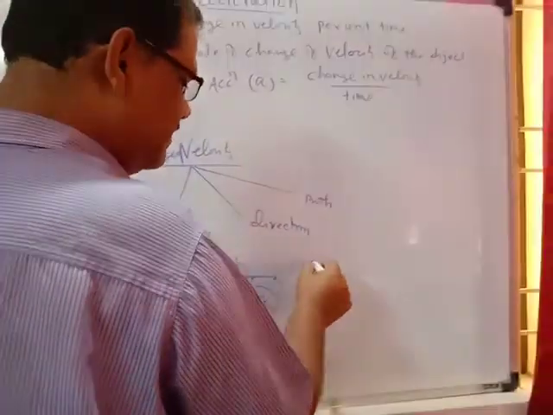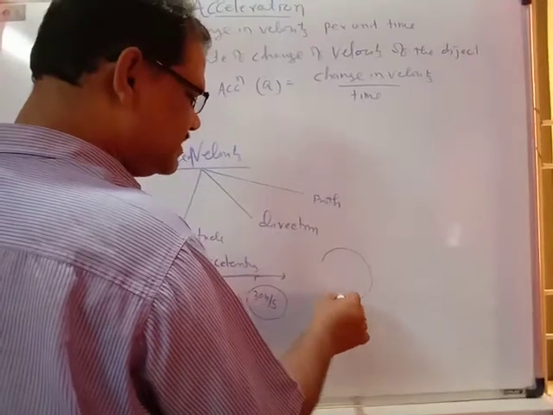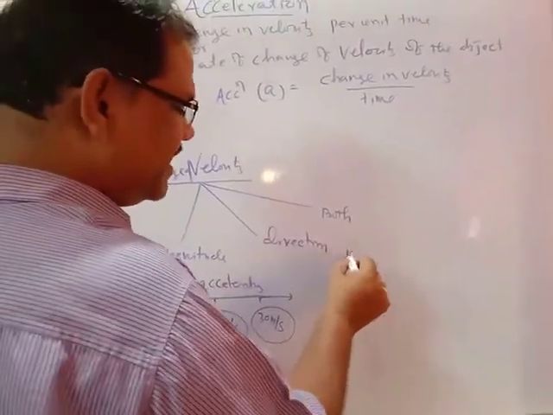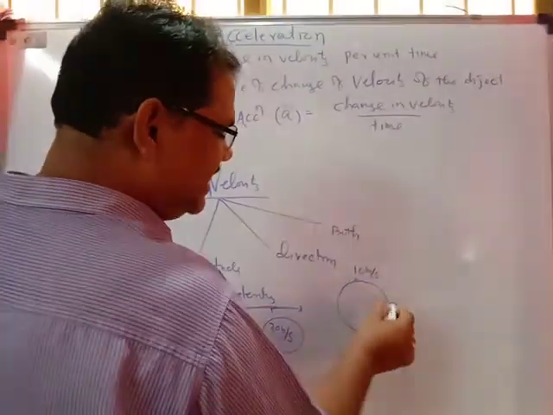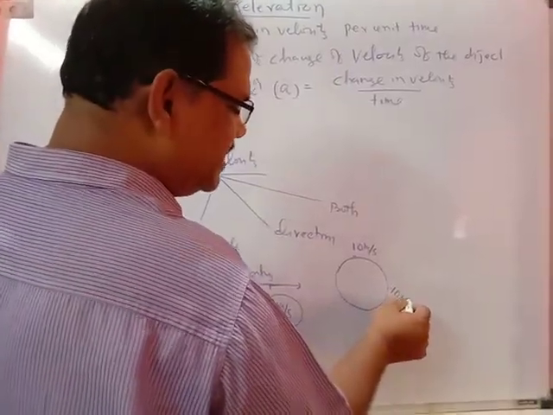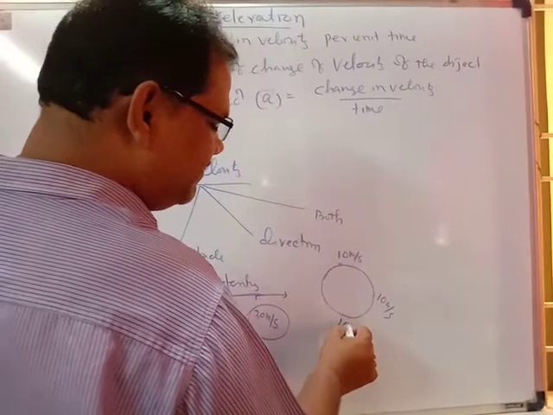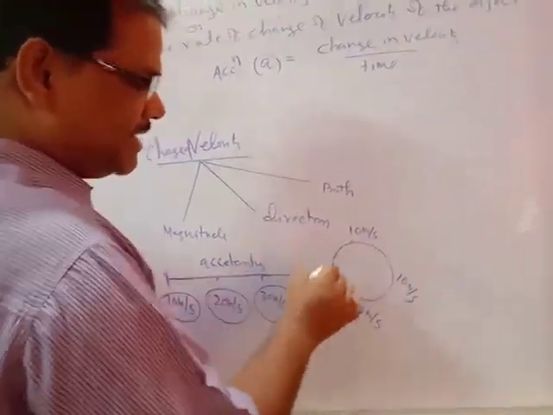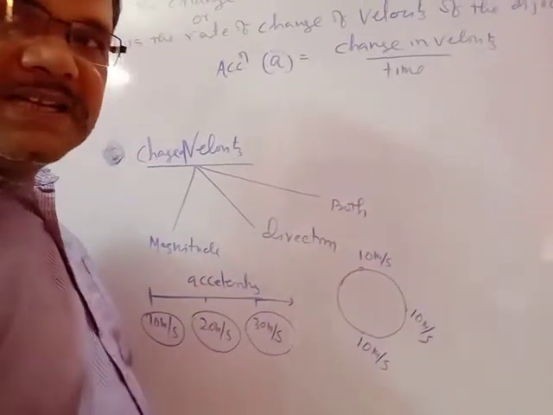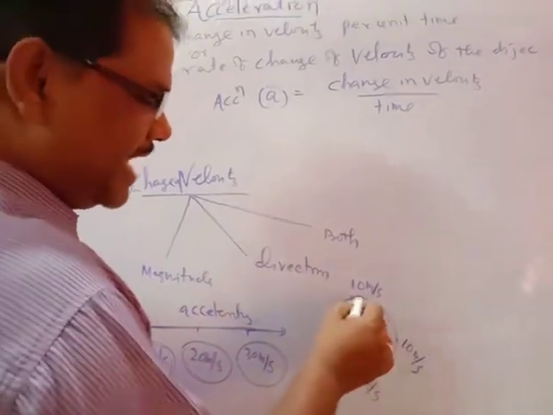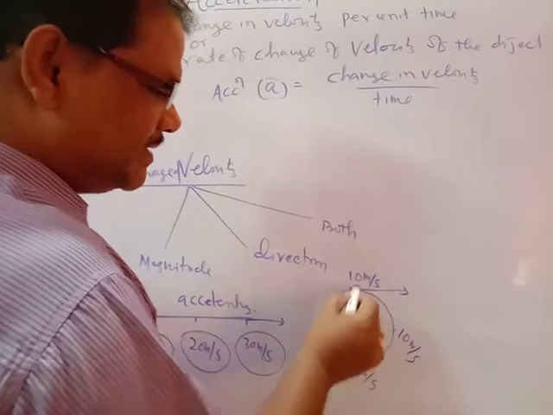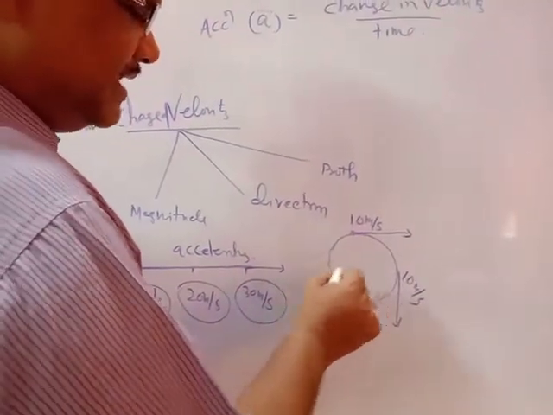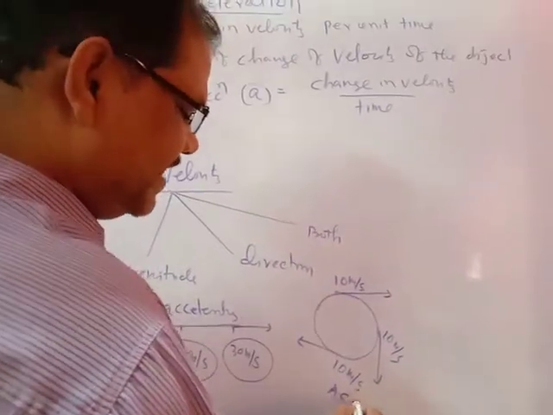What is the case of changing direction? Suppose a ball or a body is moving in a circular path with uniform speed. Here the speed is 10 meter per second, here also 10 meter per second, here also 10 meter per second. The magnitude of the velocity remains the same at every point, equal to 10 meter per second, but the direction is changing at every instant. So in this case we say the object is accelerating.